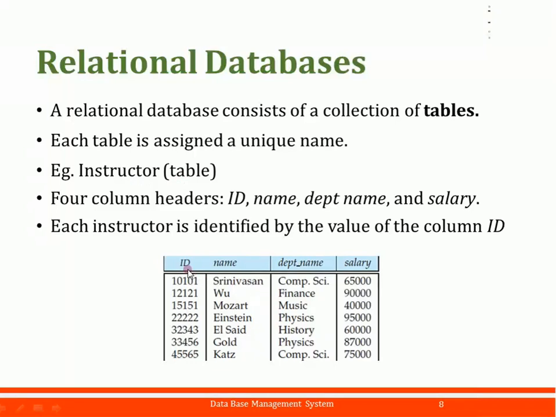Here we have ID, name, department name, and salary. These are the attributes of the entity instructor in the ER diagram, and that has been designed as a table in the relational database. Each instructor is identified by the value of the column ID. So each of these instructors will be identified by the ID which has been allocated for that particular instructor.